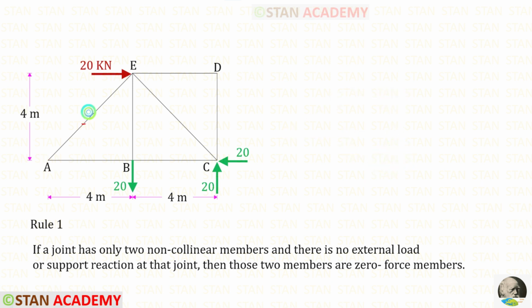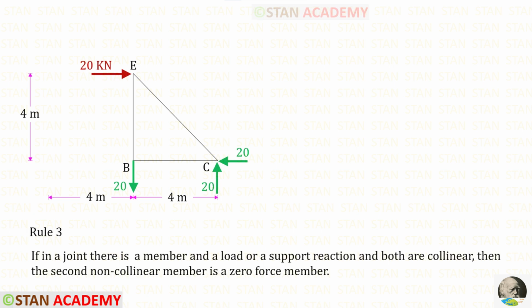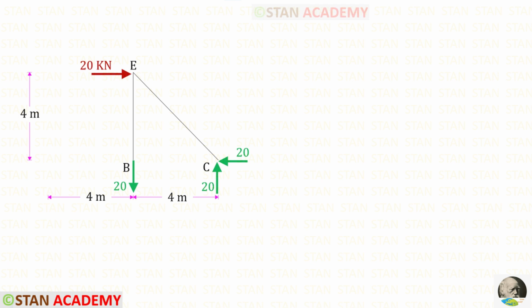So there are four zero force members. To make the analysis easy, we can remove these four. Here you can see that I have removed them. Now let us take the joint B. In the joint B, we can apply the rule number 3. So the member force BC is 0. We can remove that. You can see that I have removed that.